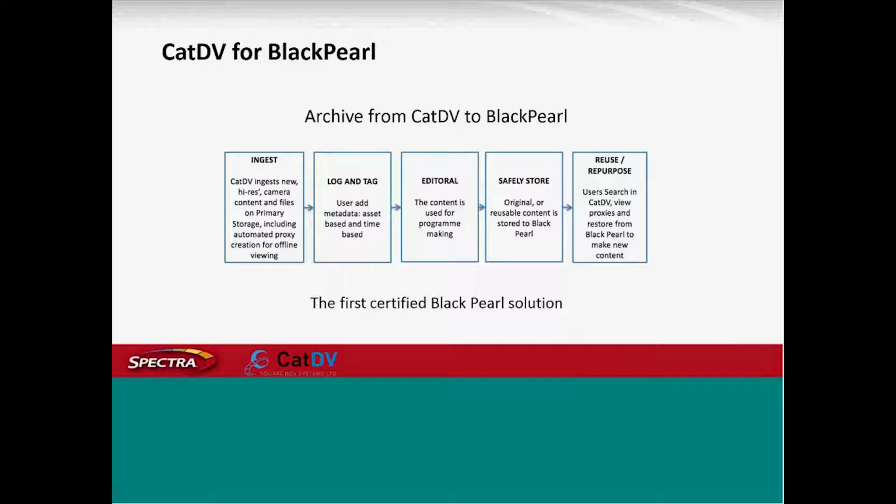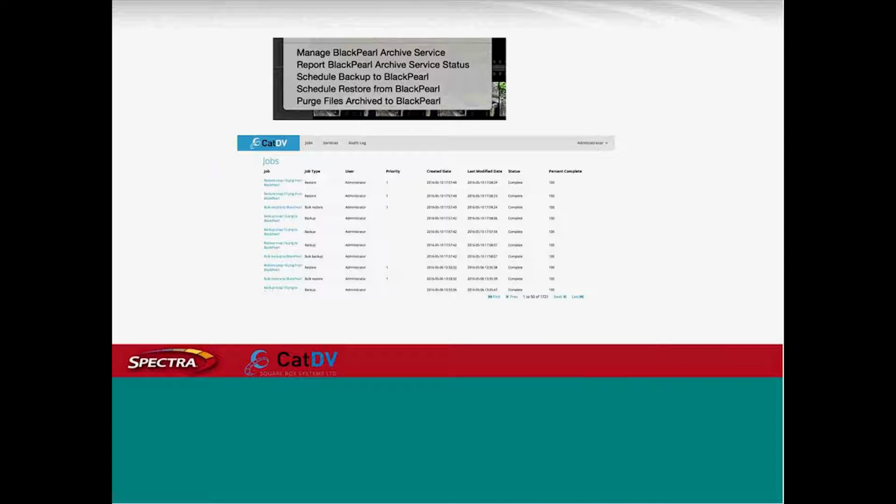Now, pretty much lastly, my last slide really just tries to show how simple the integration is with BlackPearl. We can use our CatDV web or install clients to be able to handle a whole pile of archive functions that control the BlackPearl technology. And here's a couple of screenshots. When we install our plugin, we add a couple of new menu items to our desktop client and our web client.